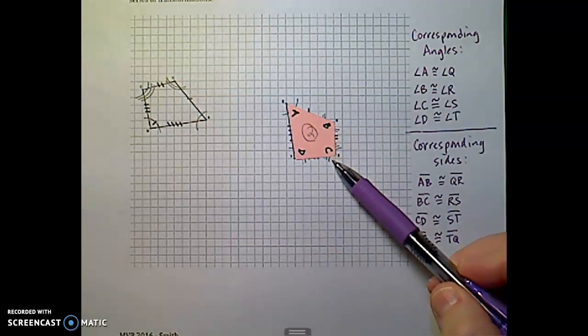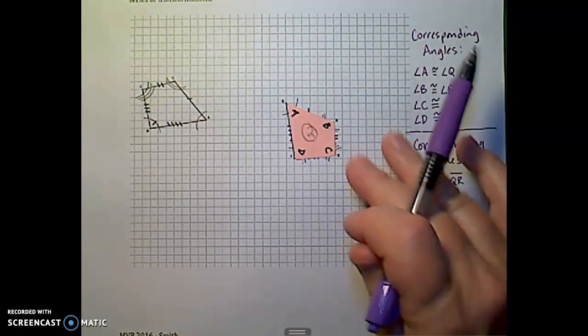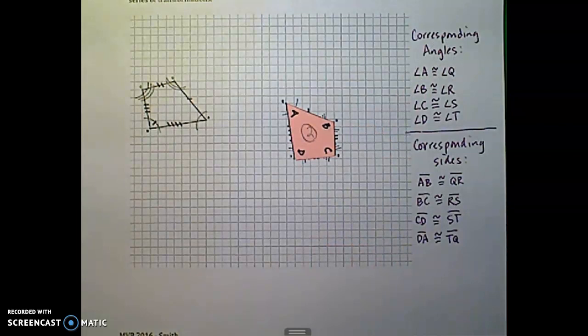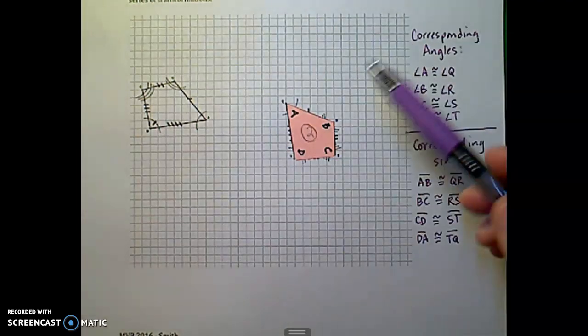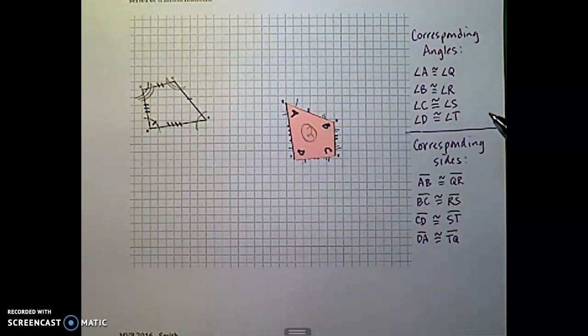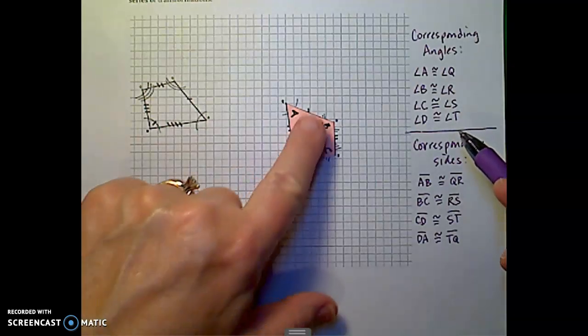My congruent angles match up. My congruent sides, although I don't have those marked, all match up. We can see visually that the first quadrilateral fits right on top of the second one. Now we just need to document that. So what did we do?